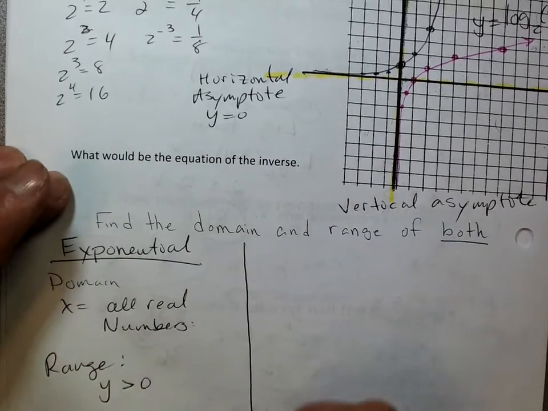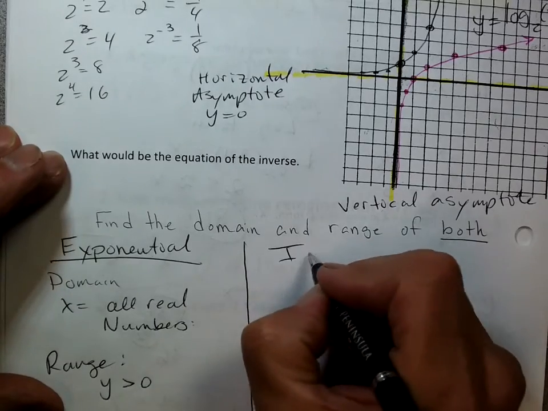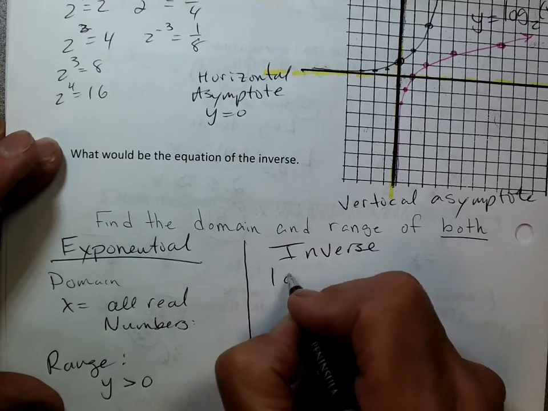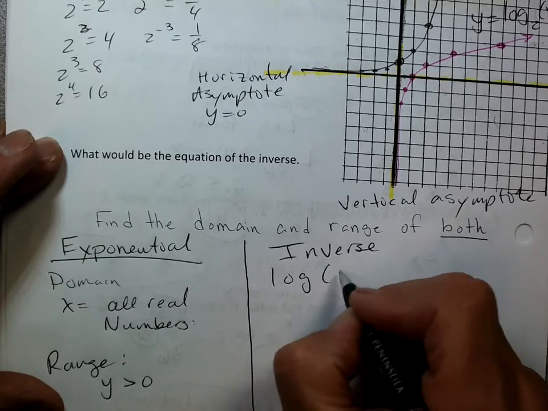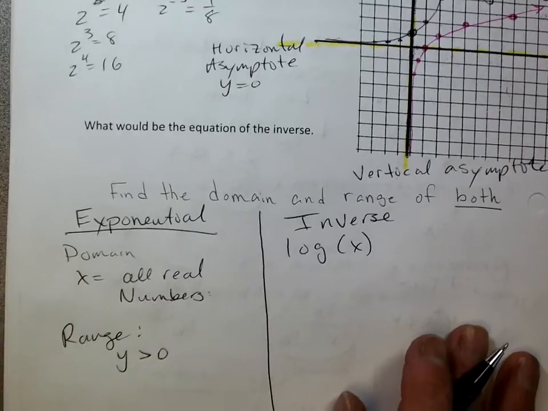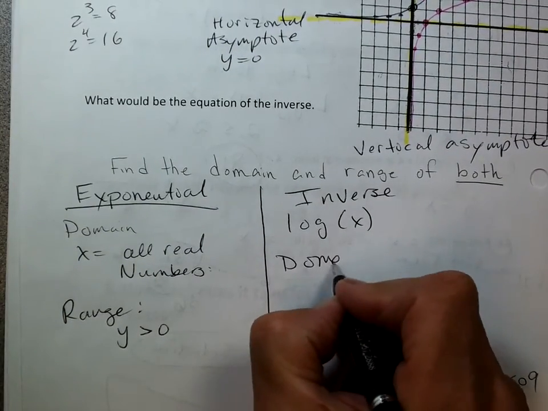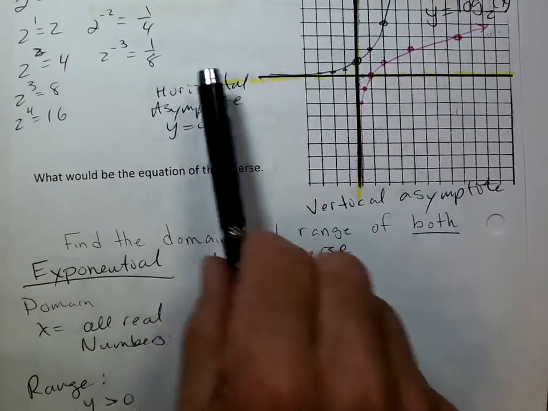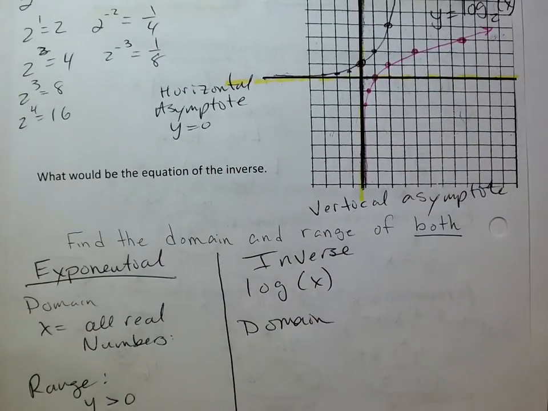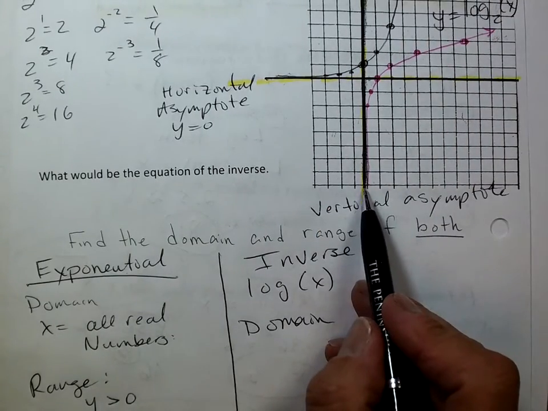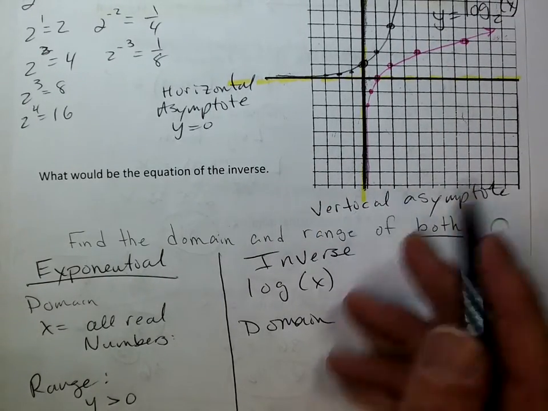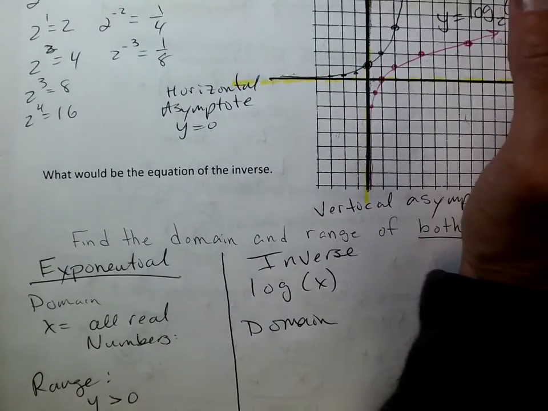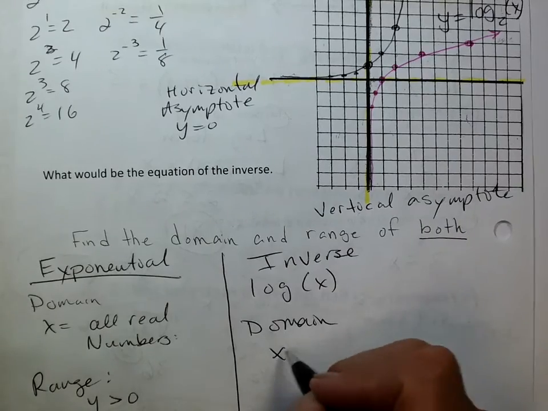If we look at its inverse, the log of x function, let's see what its domain is. If I look at the log, which is in pink, it never touches at 0, does it? So the x values are going to have to be from here over. The x values are from here over, or x is greater than 0.